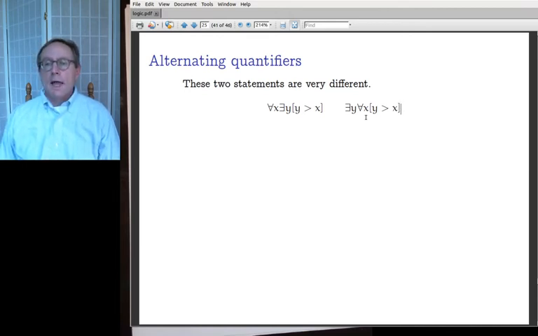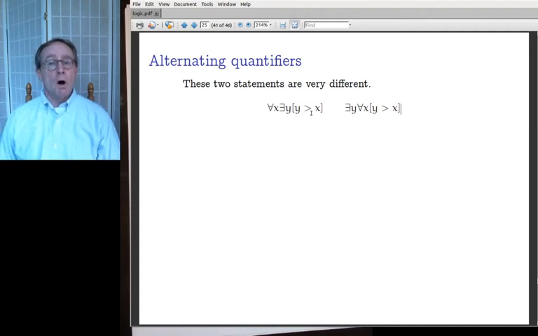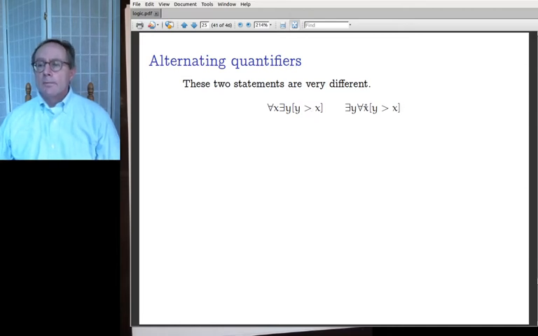So for all x, there exists a y, where y is greater than x, is a very different statement than there exists a y, where for all x, y is greater than x. Let's think about those 2. For all x, there's a y where y is greater than x. Yeah, that's true. That would be the case, for example, if y is x plus 1. What about the other? There exists a y where for all x, y is greater than x.